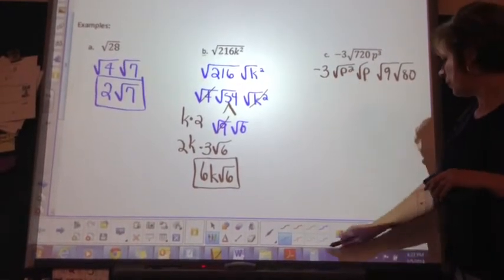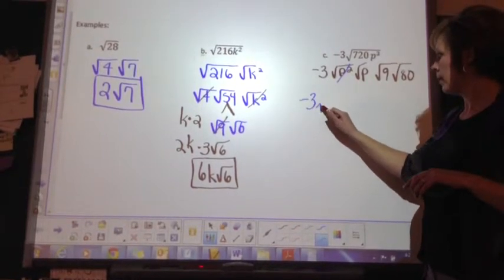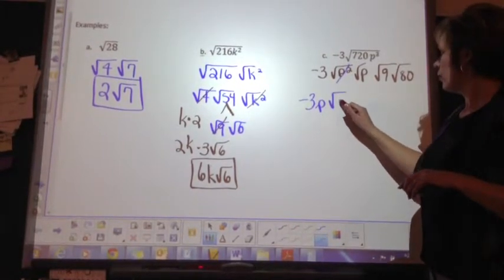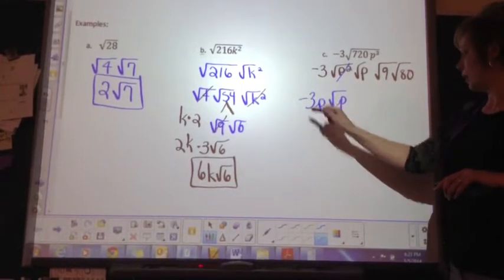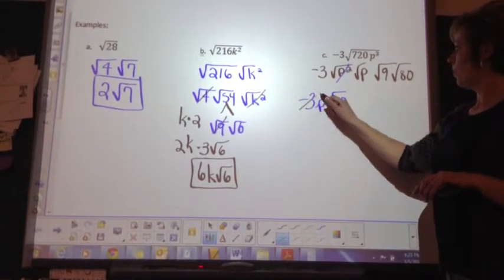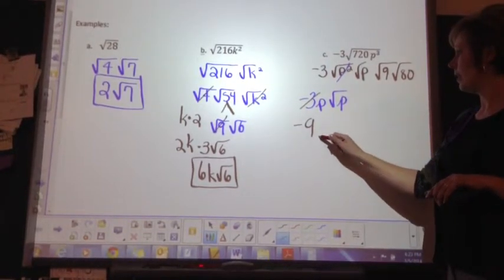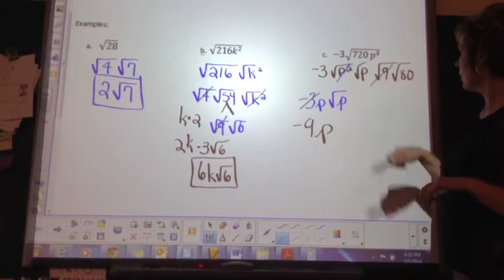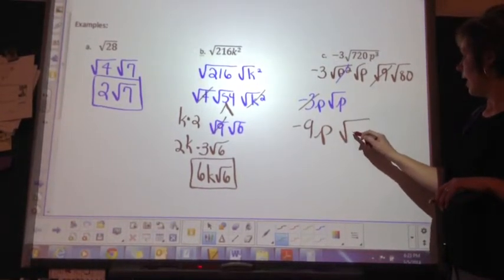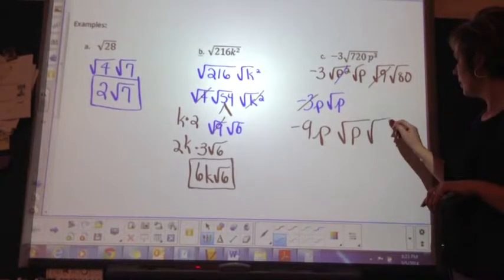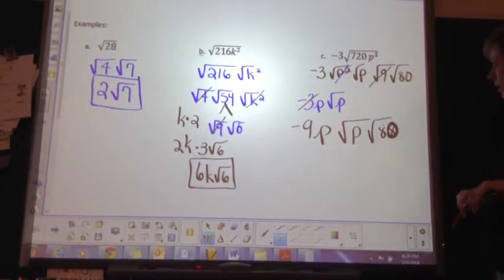So I'm going to get rid of this p squared. That becomes a p. So now I have negative 3p, radical p. I know that the square root of 9 is 3. So I'm going to just take 3 times 3, so I have a negative 9p. That gets rid of that. I have to do something with the square root of 80. So I have p and 80 under the radicals.